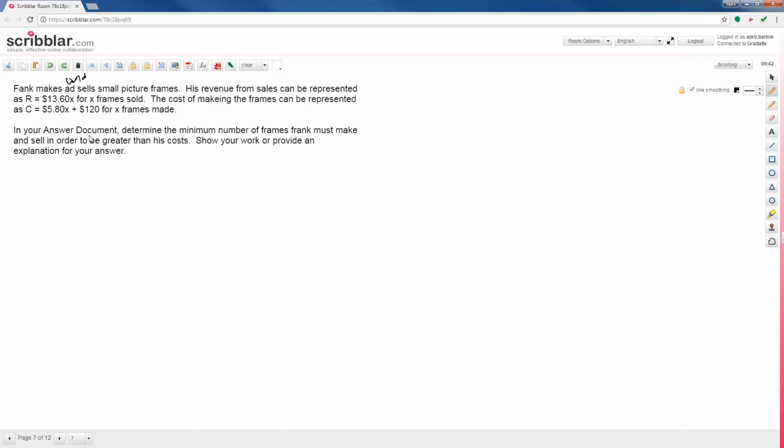In your answer document, determine the minimum number of frames Frank must make and sell in order to be greater than his costs. Show your work or provide an explanation for your answer. So I liked including this one specifically for the words revenue and cost. They use these words kind of assuming you know what they mean. Let's talk about what they mean.